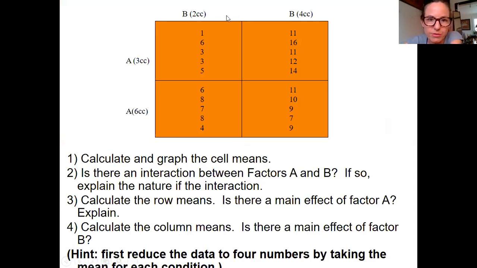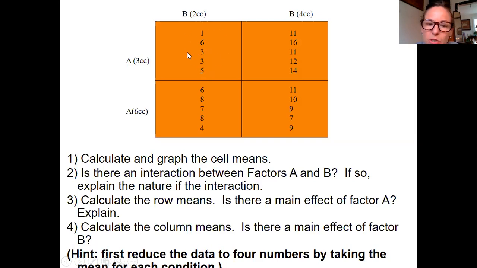So here is the first independent variable, and that is drug B, and it's administered at 2 cc's or 4 cc's. And then we have drug A here at 3 cc's or 6 cc's. And what you see is the number of times that each animal ran around the wheel. So this animal got 2 cc's of drug B and 3 cc's of drug A, and it ran once around the wheel. This animal got, again, 2 cc's of drug B, 3 cc's of drug A, and it ran 6 times around the wheel, and so on. So we have 5 animals in this group.